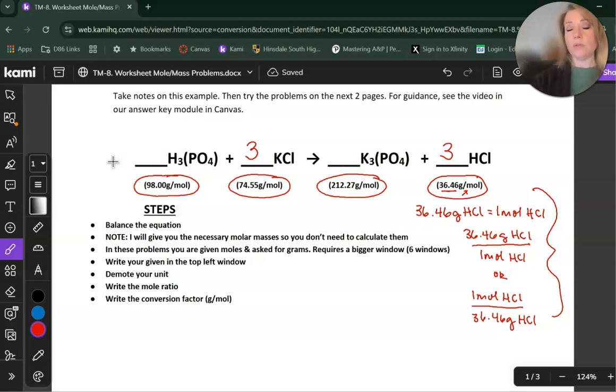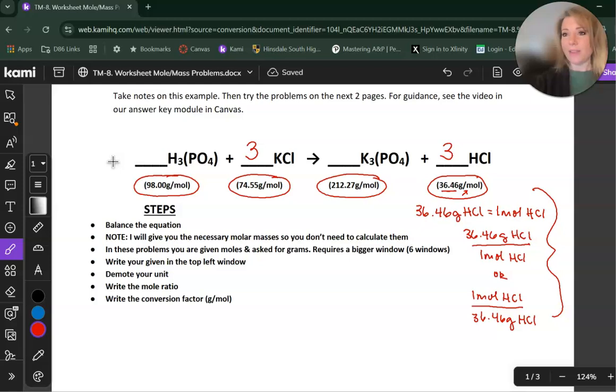But the thing that you need to remember is this. If you write grams of a compound at the bottom of our window setup, you always have to have 1 mole on top of that in the window setup. You can also flip it around. If you write grams of a compound at the top of our window setup, you have to write 1 mole below it. You'll see what I mean in just a moment.